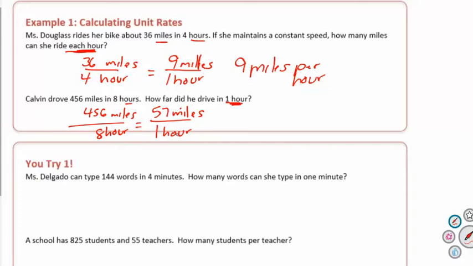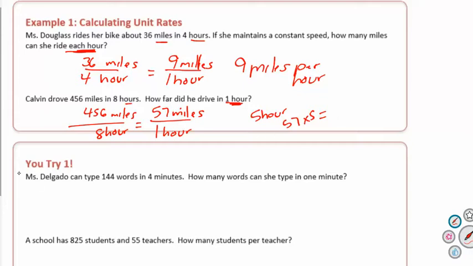The nice thing about a unit rate is once you know a unit rate, then I can figure out how far he goes in any amount of hours. So if I wanted to know how far he went in 5 hours, I would simply multiply the 57 that he goes in 1 hour by 5, and that would tell me how far he went in those 5 hours, okay? That's what's nice about finding a unit rate.